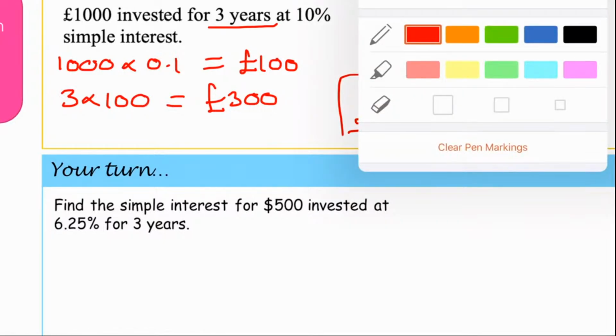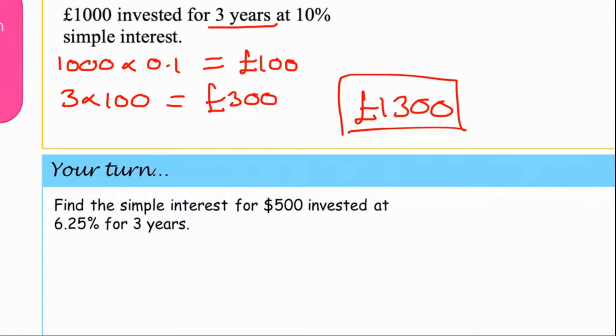Okay, should we go through this one together? Let's see how we've done. So we start off with $500. It's 6.25% interest. Now that as a multiplier is 0.0625. Make sure you've got that extra naught after the decimal place, because otherwise you've done 62.5% interest, which would be an amazing amount of interest.